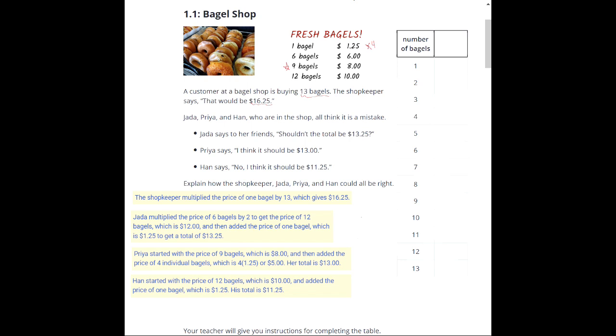And then finally, we have Han started with the price of 12 bagels, which is $10. Okay, so that's going to be right here. And then added the price of one bagel, which is, let's go ahead and erase this so I can get rid of that. Okay, one bagel, which is $1.25, added them together to get $11.25.